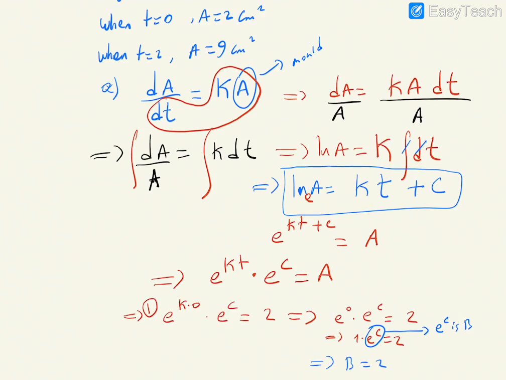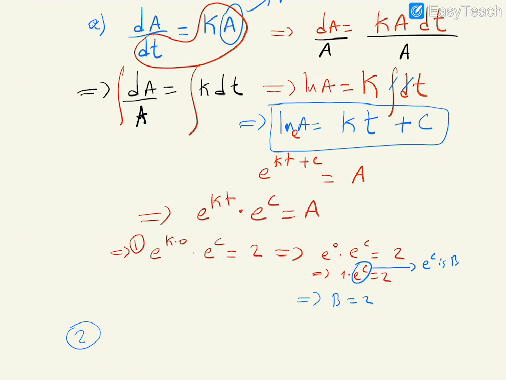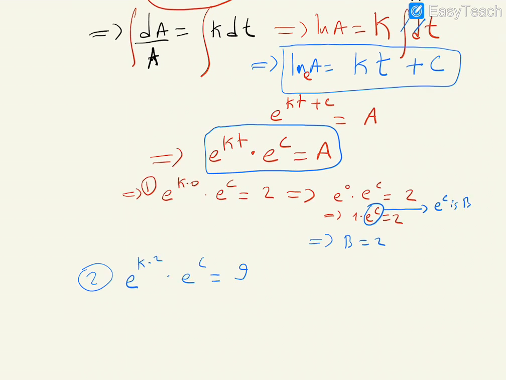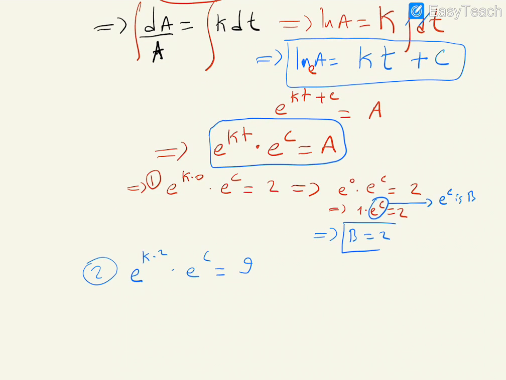This time I have my second condition: when t equals 2, a equals 9. Let's do it. I'm using the main equation, so e^(k times 2) times e to the power of c equals 9. I have already got e to the power of c, which is b, as 2, right? So let's replace everything. e to the power of c will be 2, because e to the power of c is b and b is 2, equals 9. So from here, e^(2k) equals 9 over 2.